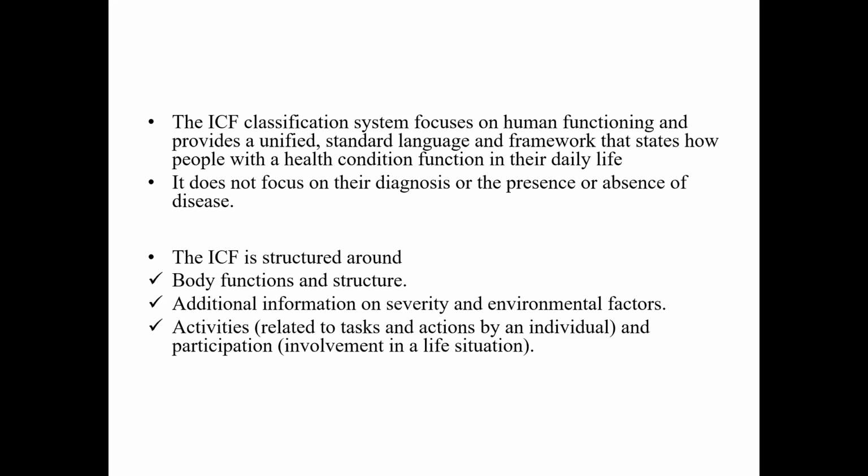One is body function and structure. Body function and structure means whether physically the person has all the features and all the functions. For example, if a human being, we need to have two hands, two legs, isn't it? Two eyes, two ears, like that. So whether they have all those structures and whether all those structures are functioning. Okay, so that is the first part of classification.